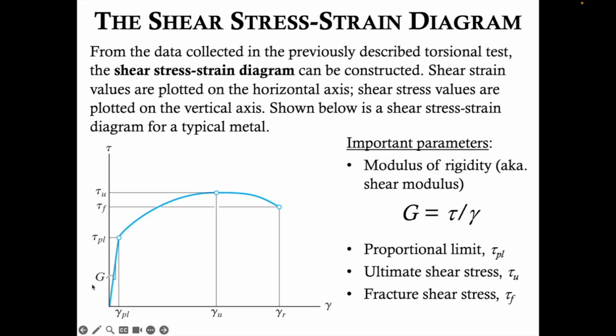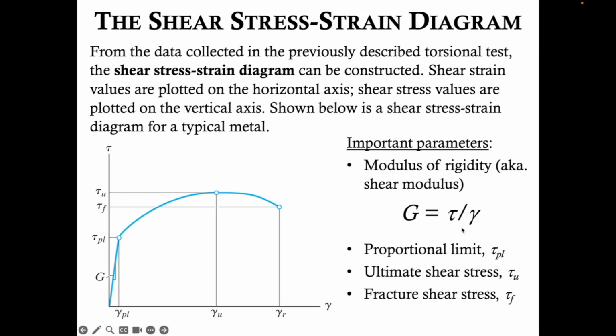We'll call the slope of that line uppercase G. Okay, so that's the modulus of rigidity, aka the shear modulus. It would be analogous to the elastic modulus from the normal stress-strain diagram. It's the slope of that initial line. So rise over run, G therefore would be tau over gamma, shear stress over shear strain.